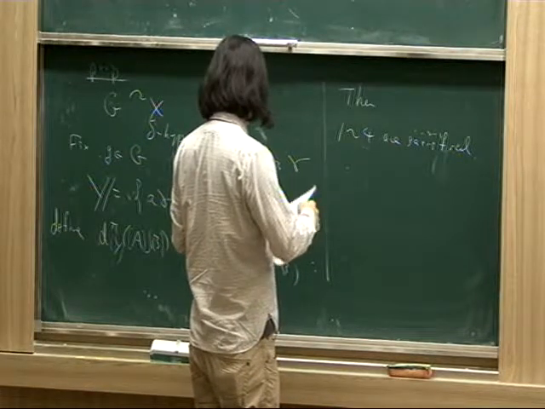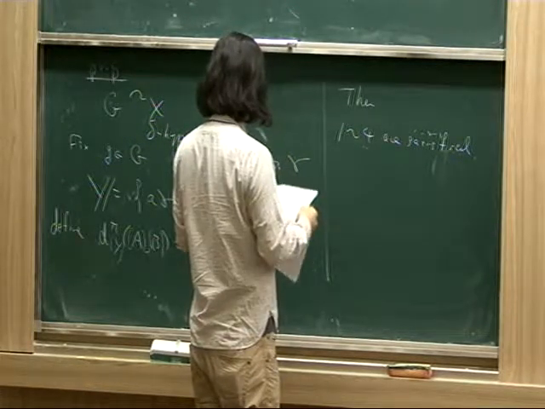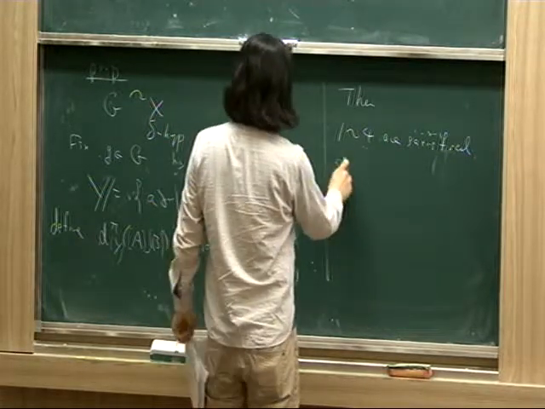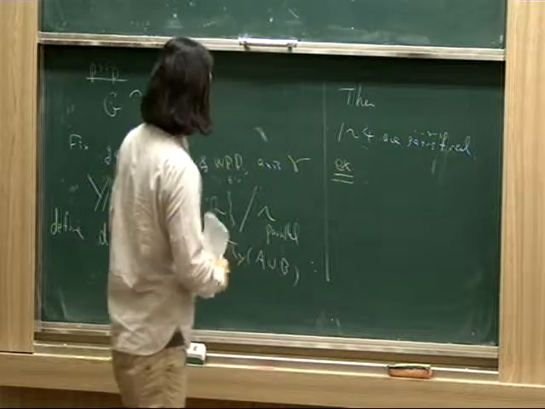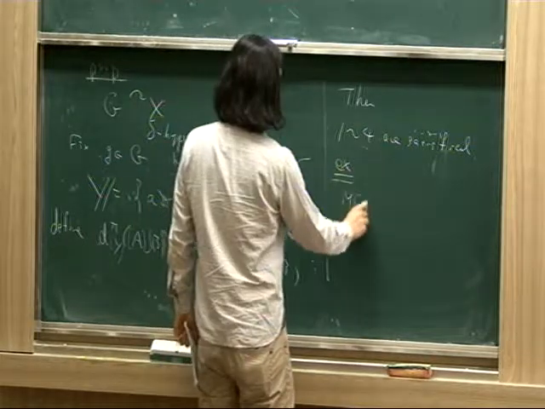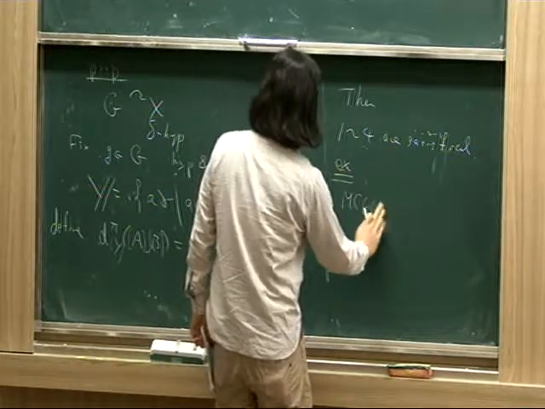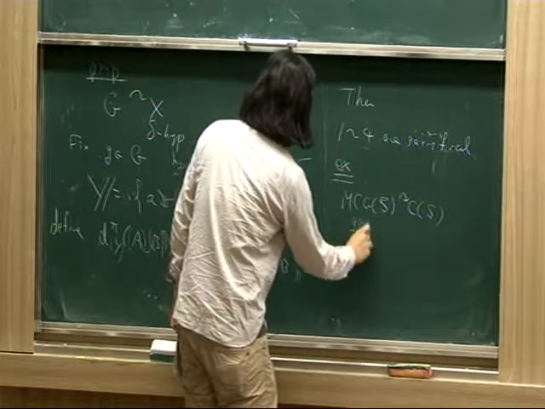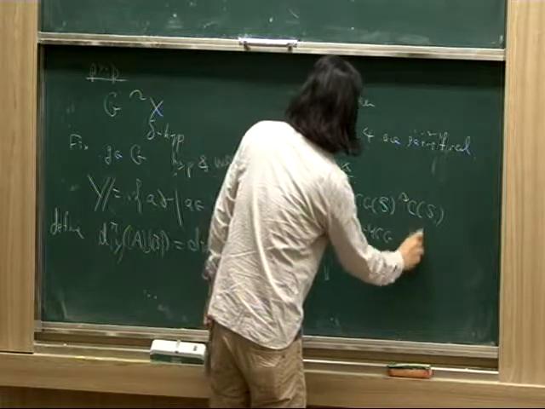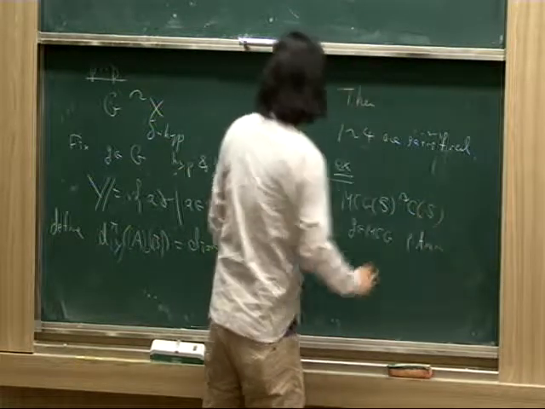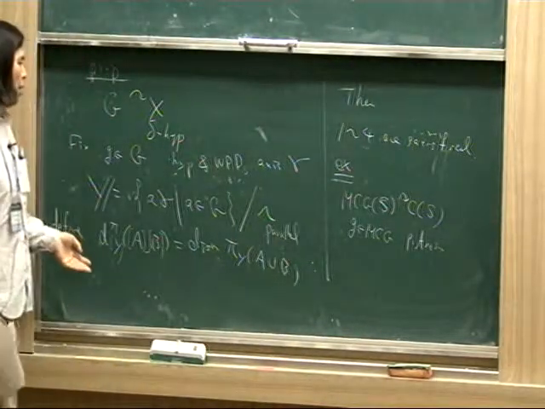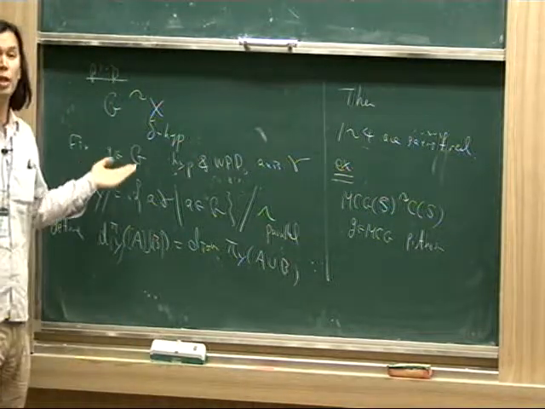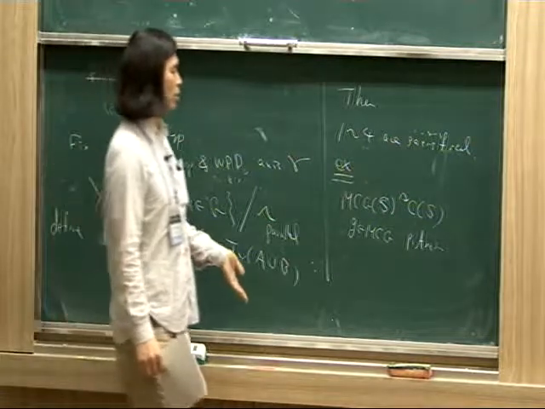So, an example: for example, the mapping class group acting on a complex, and you fix one pseudo-Anosov element, then as I explained, the action of G is WPD, therefore this applies to the setting.